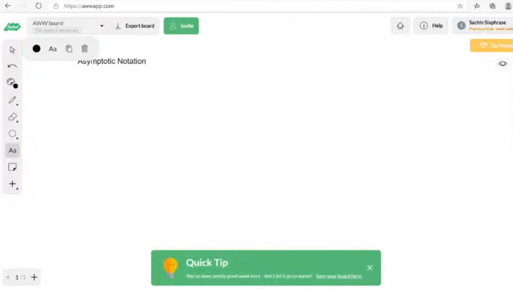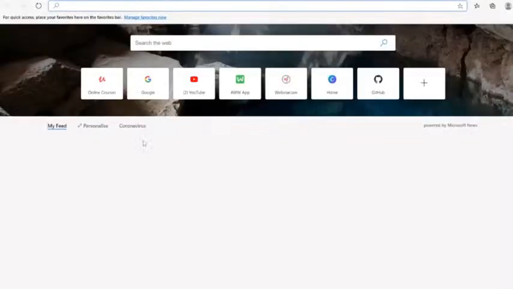To that, I will take one more screen. I'll just take one more website to show you about asymptotic notation. One minute, just give me one minute.